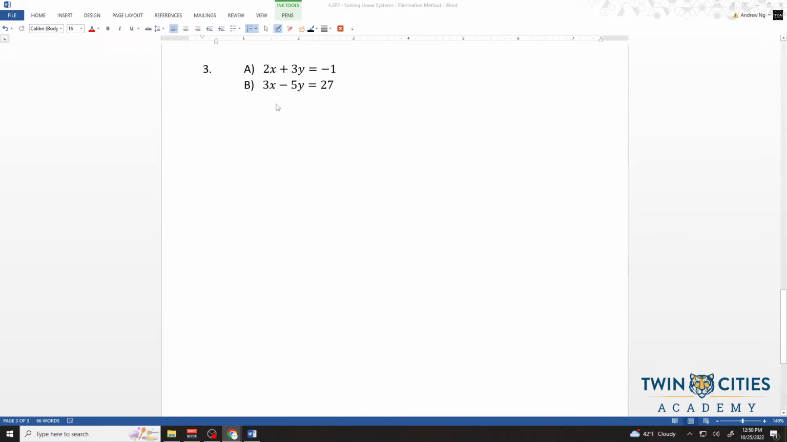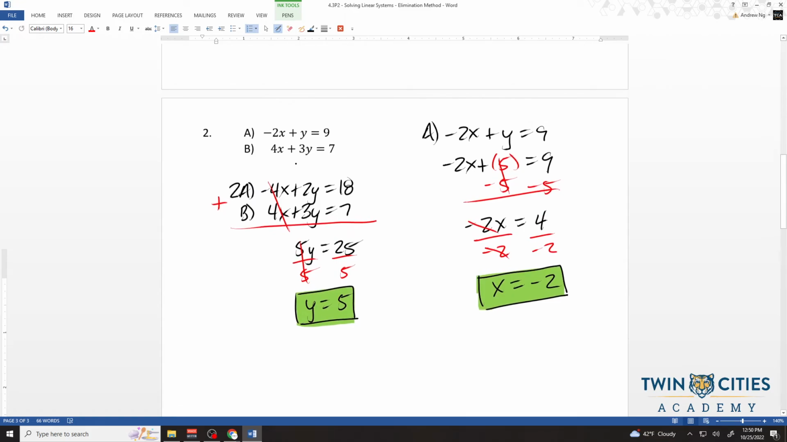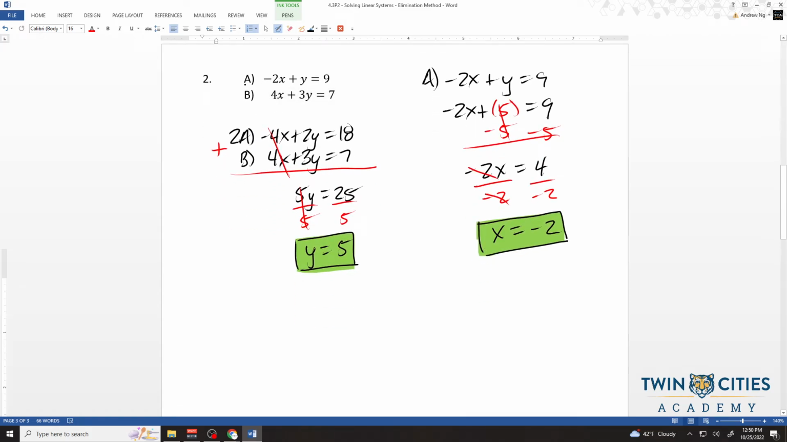In our third example, we've got 2x plus 3y equals negative 1, and 3x minus 5y equals 27. Nothing matches here, so coefficients on x aren't the exact same, nor are they exact opposites, same with y. And in addition to that, there isn't anything I can easily multiply just one equation by to match the coefficient for the other, like in number 2, where I was able to multiply the first one by 2 in order to get the coefficient on x for A to match the one that was already on B.